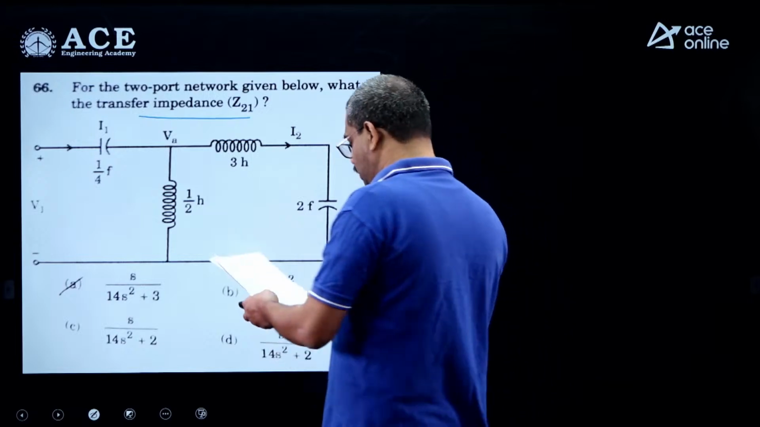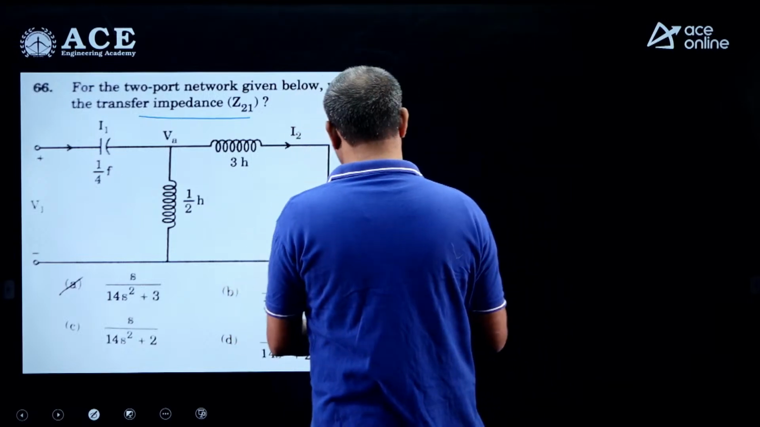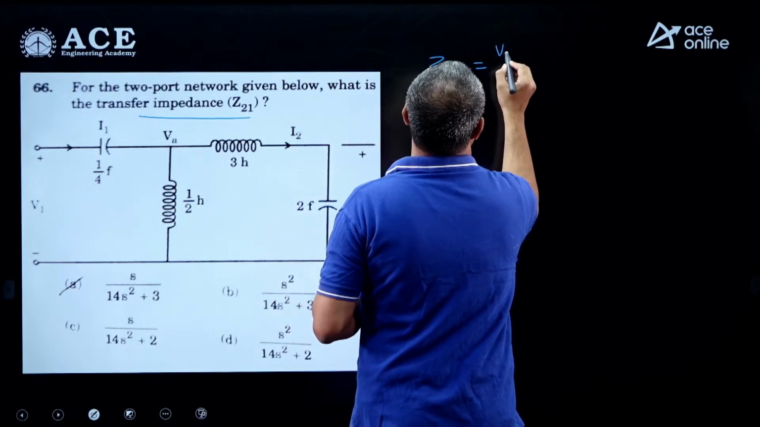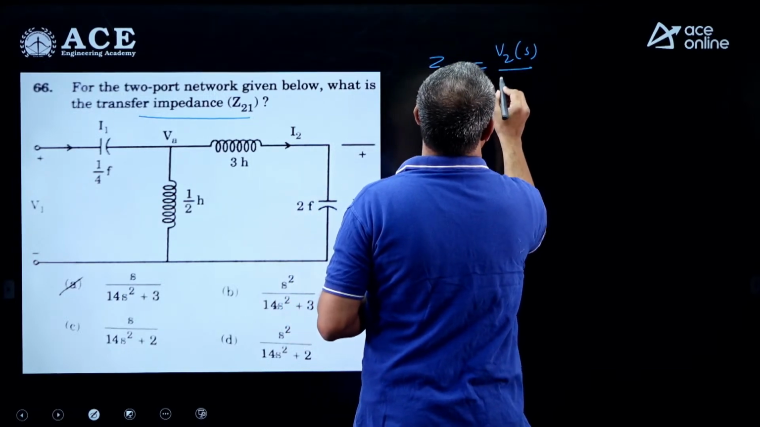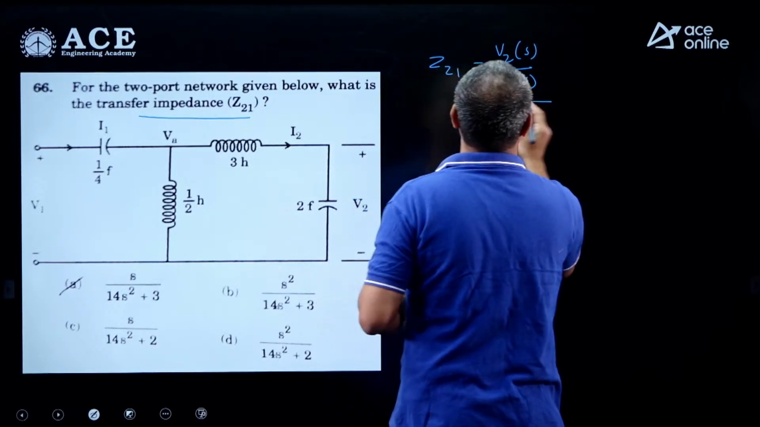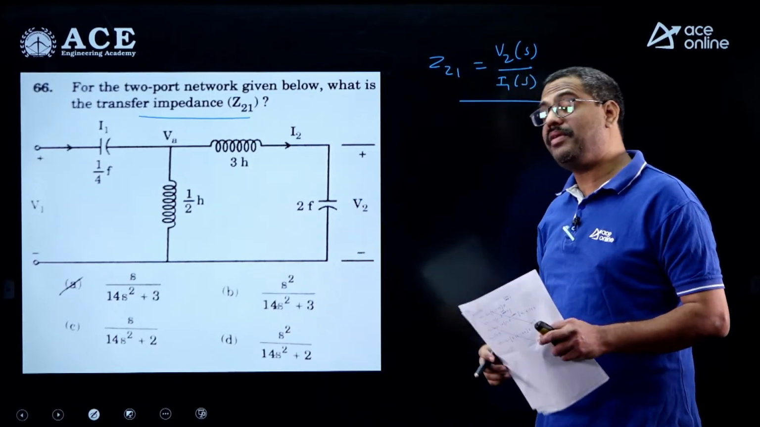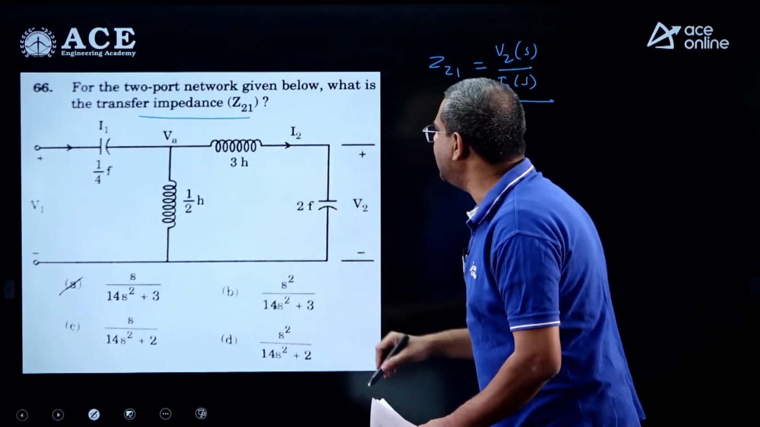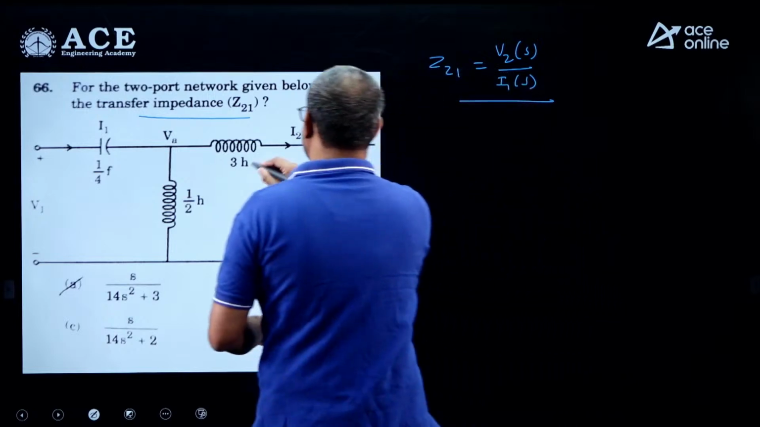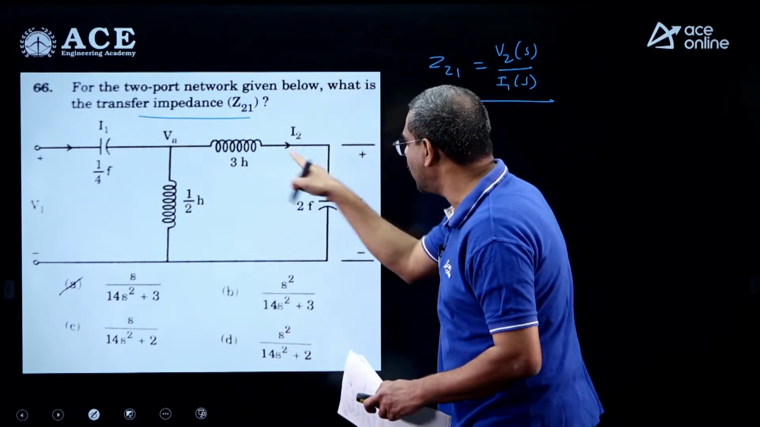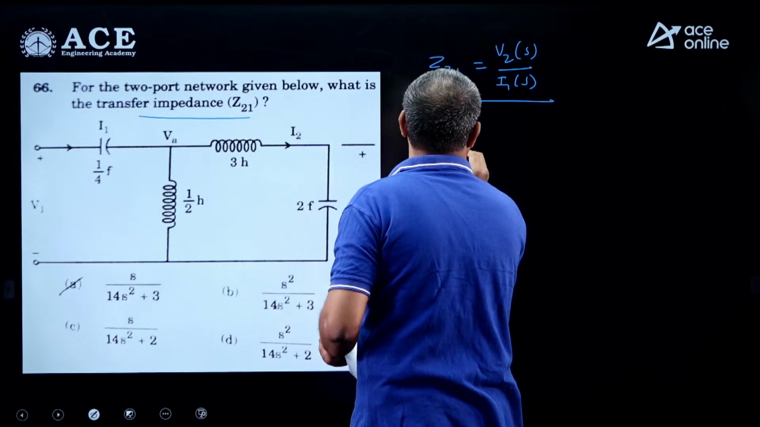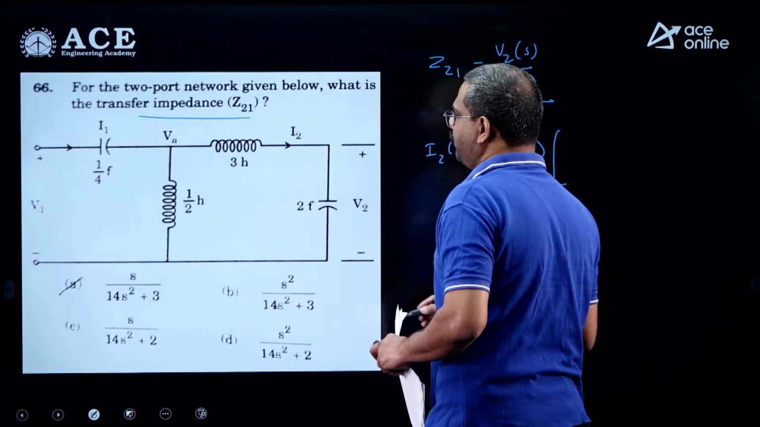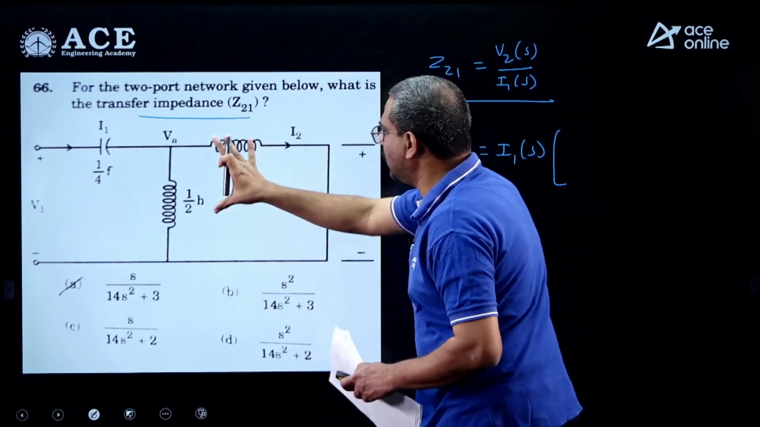So in this case what to do? He is just asking Z21, which is V2 of S by I1 of S without any condition like I2 0. In the normal Z parameter I2 is 0, here we should not take that, that is very important. So if I write an equation here, first I will do current division, everybody watch this. This I2 of S will be the total current I1 of S into opposite by sum. What is the sum? This current is the total current, opposite by sum.